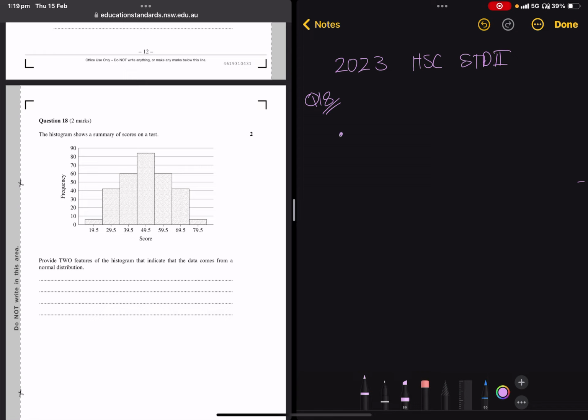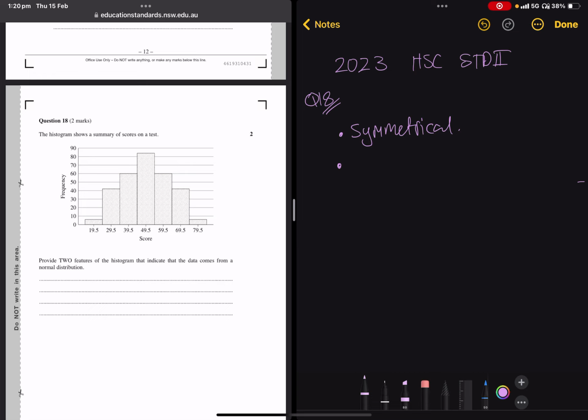So the first thing we can say is it's symmetrical, right? We know that normal distributions are symmetrical. So this is symmetrical. So that's the first thing we can mention. The other thing is the score in the middle, 49.5, is equally far from the tails. So it's 30 higher than the lowest tail. It's 30 under the upper tail.